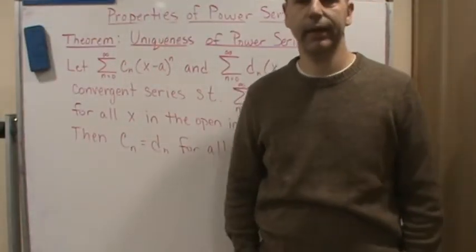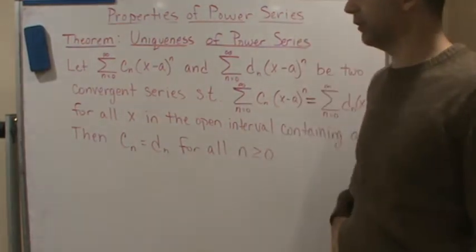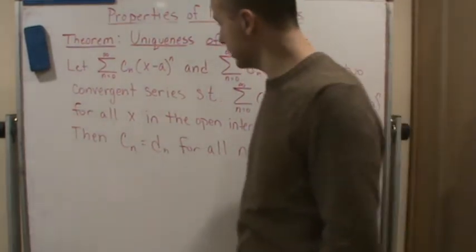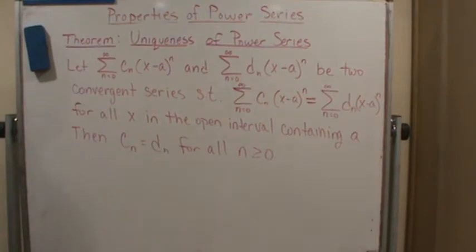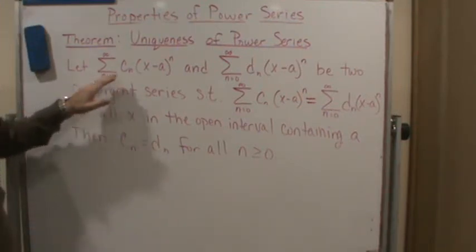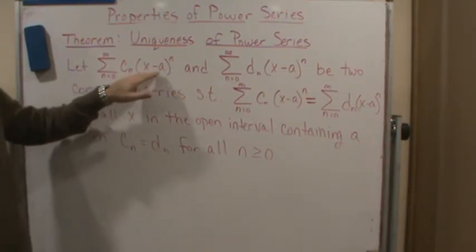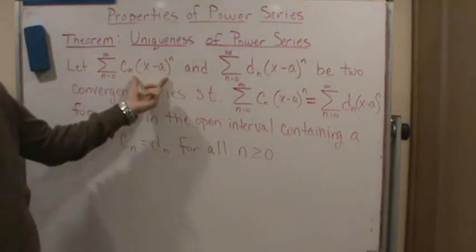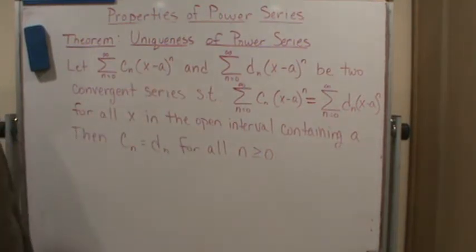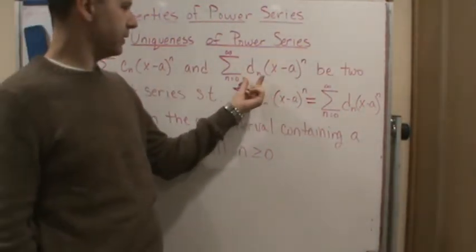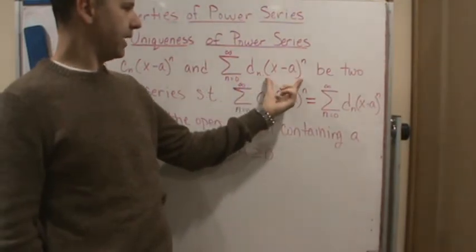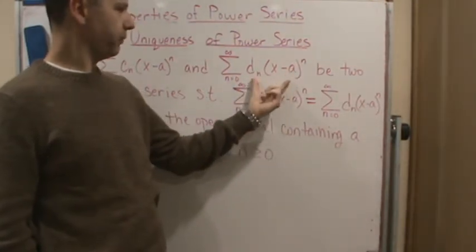Hi, welcome back. Today we're going to talk about another theorem called the uniqueness of power series theorem. What this says is, let two series be equal. Let this series, the series of c sub n times x minus a to the n, be a power series centered at a. And then we take another power series, d sub n times x minus a to the nth power.